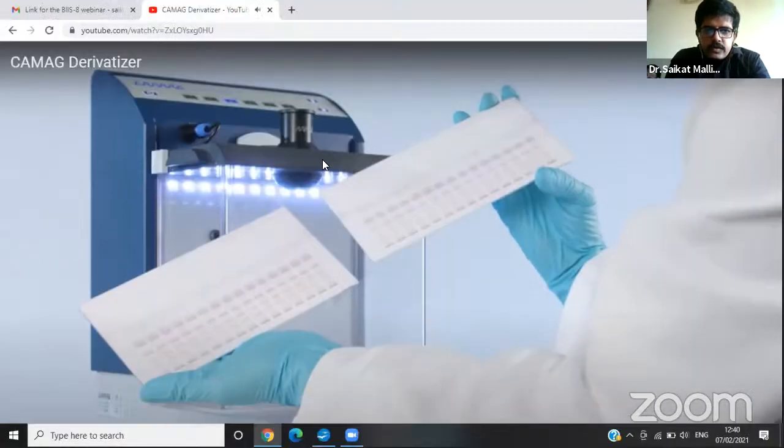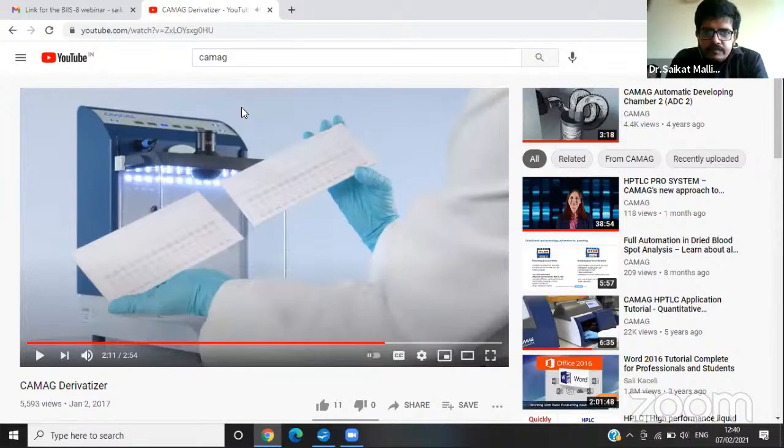So this is about the HPTLC and drug discovery part. I have tried to make it as concise as possible. There were many applications which I could have shared, but we are running a little bit short of time, so I will restrict this. For more information, do write to us at lab@anchrom.in.